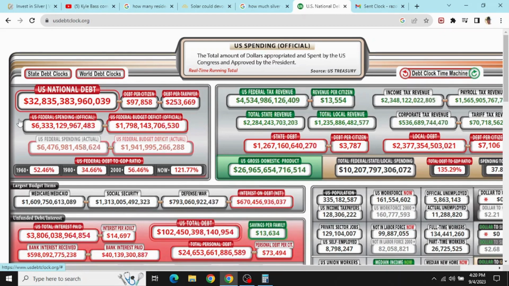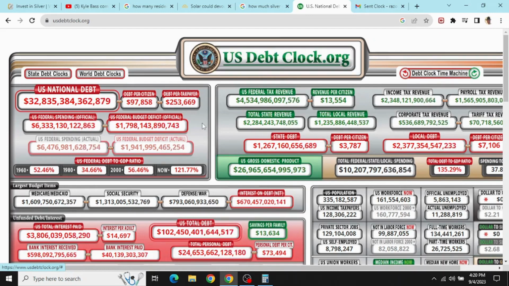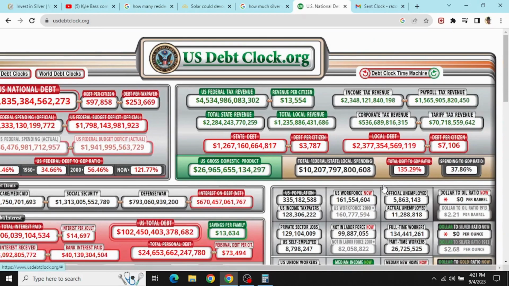That is just outrageous. And if we look over here, which is really scary, when we look at it per taxpayer, that's $253,000 for each taxpayer in the United States. That's how much it would cost us if we had to pay that debt off.